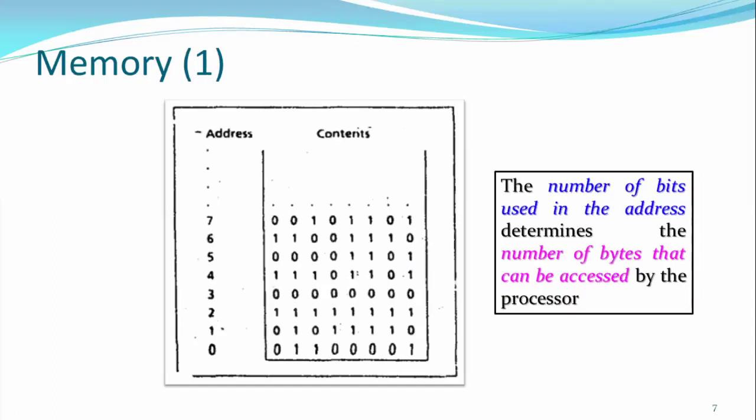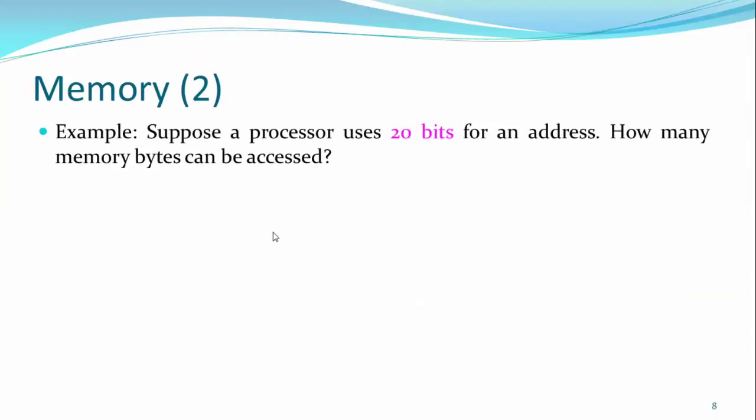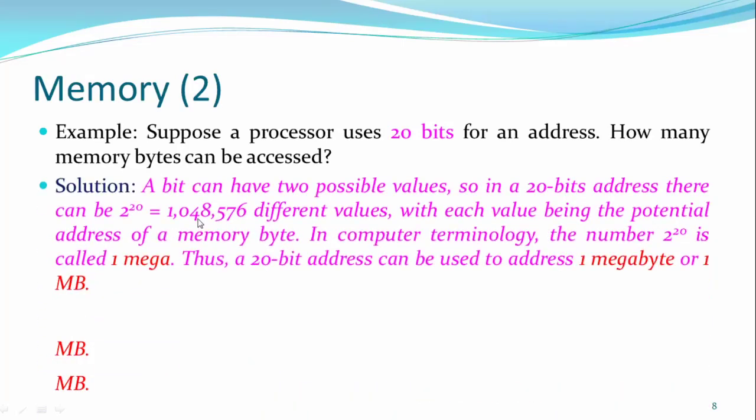Okay, now look at this. This is an example. Suppose a processor uses 20 bits for an address. How many memory bytes can be accessed? I believe we also practiced this one in the previous class. Yes, because we are calculating from the total number of bits.